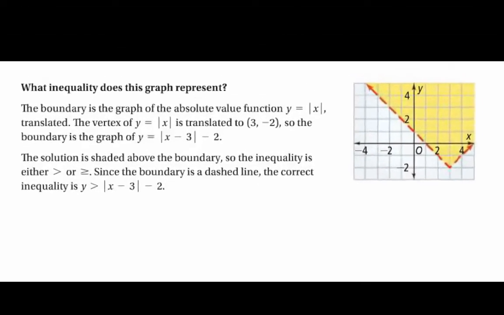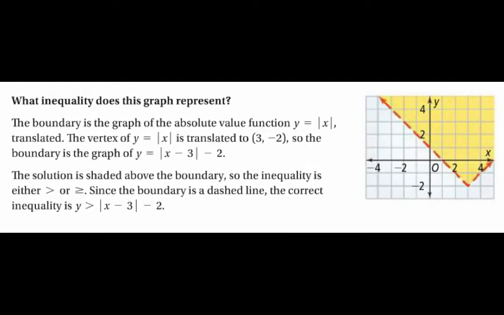So what inequality does this graph represent? Here we have the graph of an absolute value inequality, as we see here. We see that the shading is above. We notice that the boundary line is dashed, so that tells us some clues about our inequality. Now we just have to figure out what exactly the inequality is.